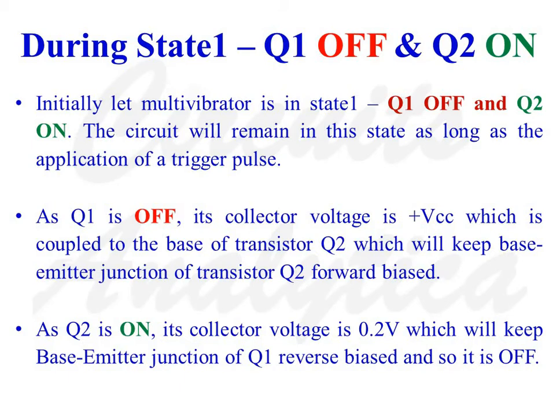As Q1 is off, its collector voltage is plus VCC, which is coupled to the base of transistor Q2, which will keep the base emitter junction of transistor Q2 forward biased. As Q2 is on, its collector voltage is 0.2 volt, which will keep the base emitter junction of transistor Q1 in the reverse biased condition. So transistor Q1 is in the off state.